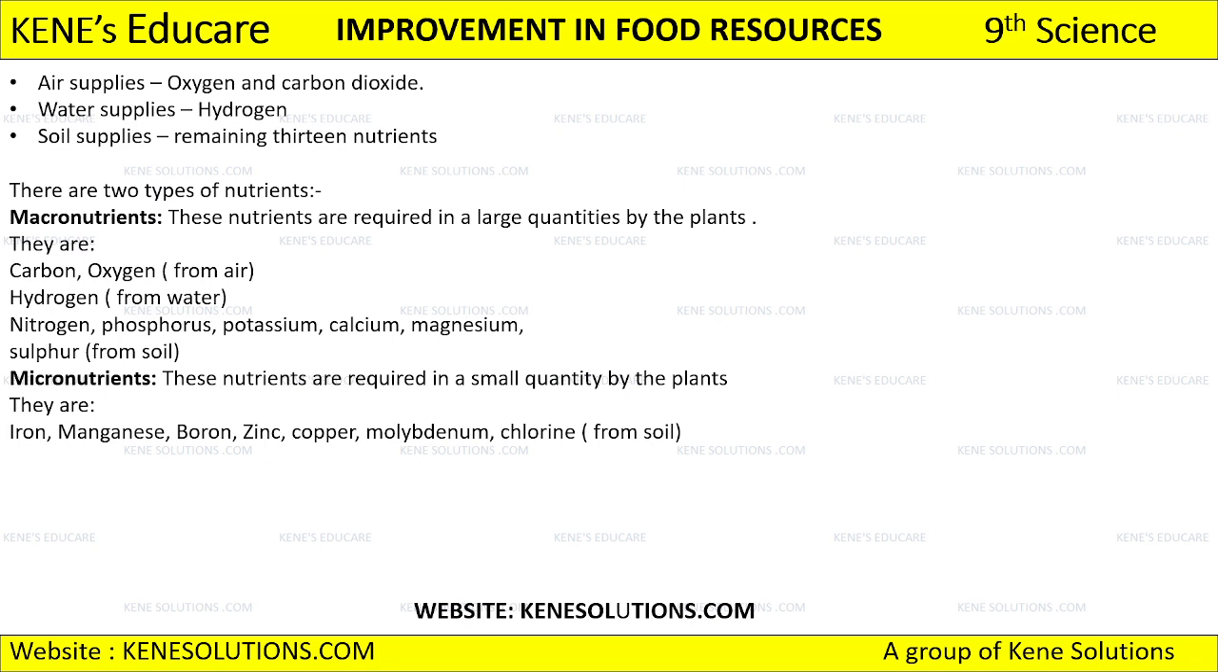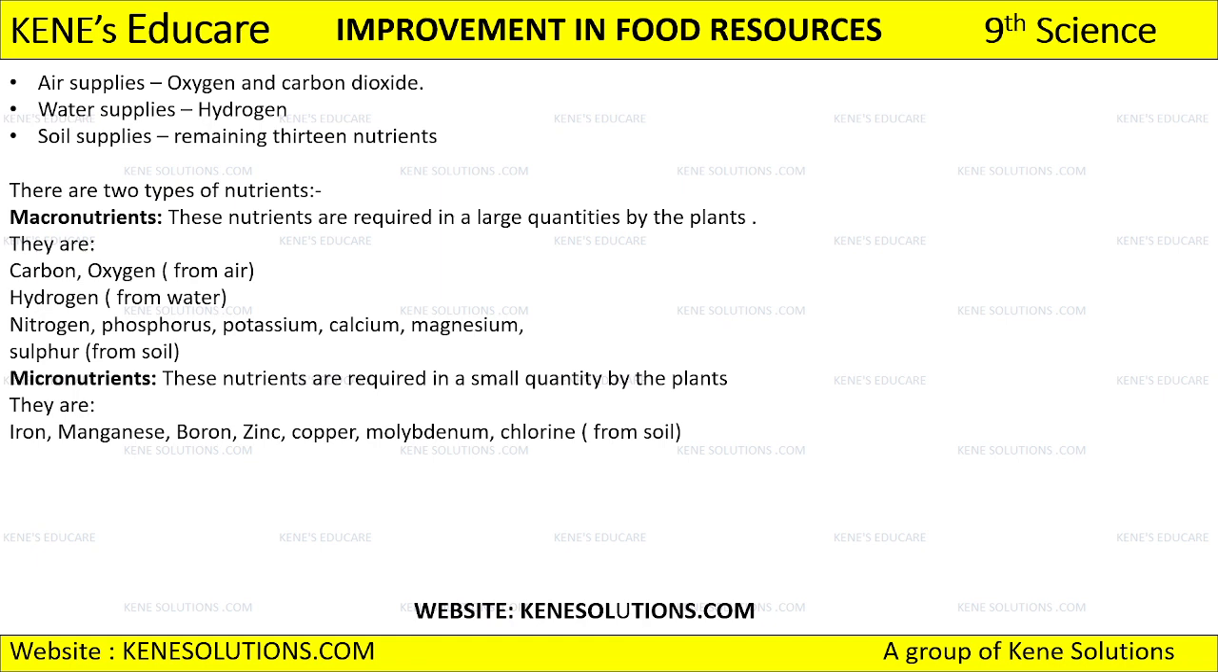Now there are two types of nutrients, always remember this, you will have this further as well. One is macronutrients and the other is micronutrients. Macronutrients are the nutrients which are required in large quantity. They are carbon and oxygen that we get from air, hydrogen that we get from water, not us, we are talking about plants. And nitrogen, phosphorus, potassium, calcium, magnesium, and sulfur that plants get from soil. So these are the macronutrients required by the plants.